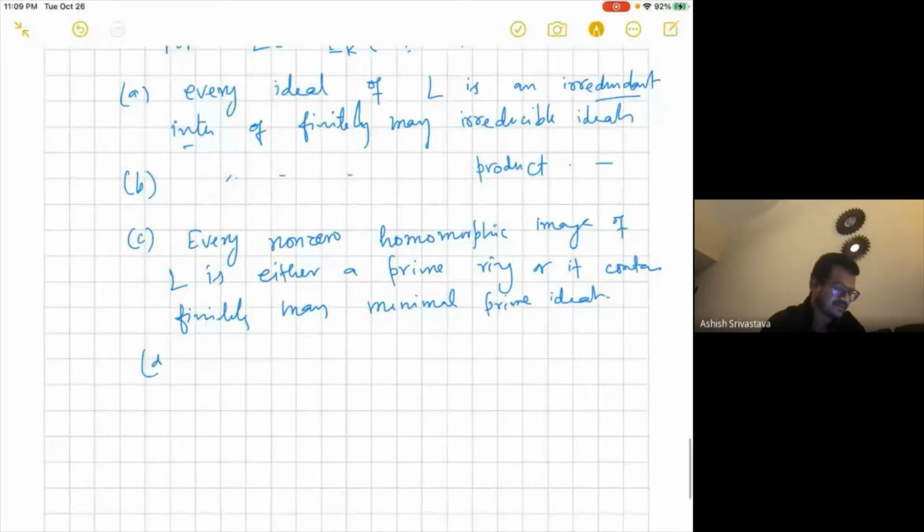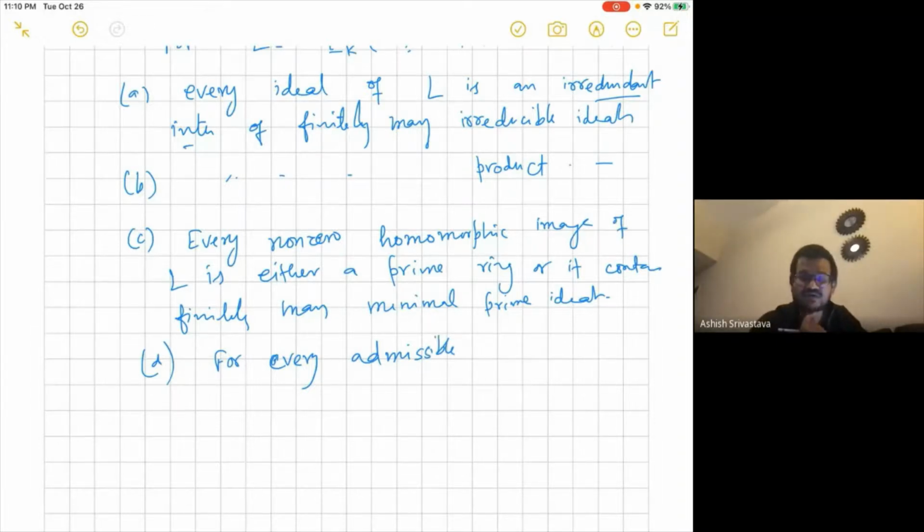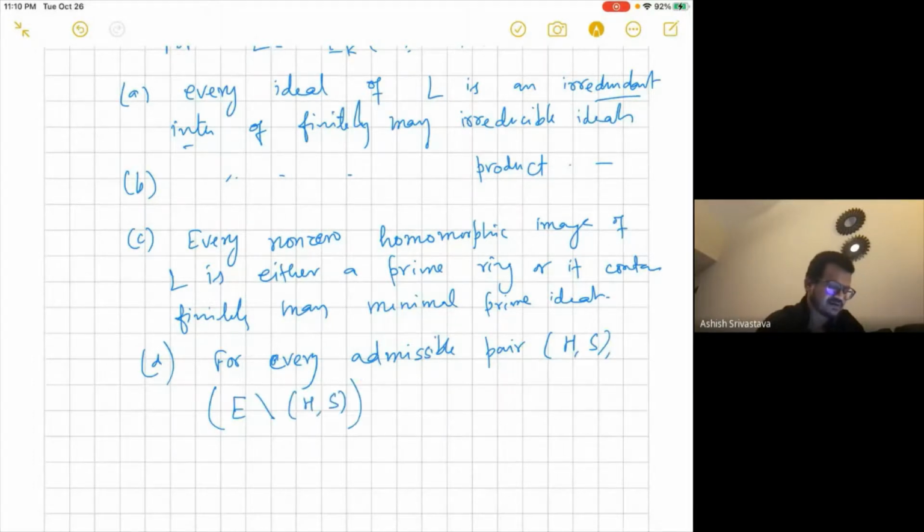And this is equivalent to saying, and this is very technical, so I'm not going to define it, but this is more combinatorial: for every admissible pair (H, S), the vertices in the quotient graph is a finite union of maximal tails.